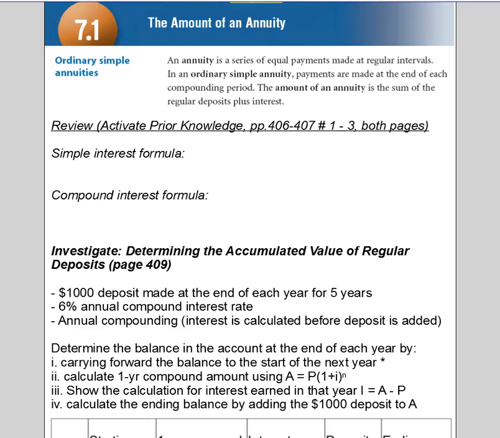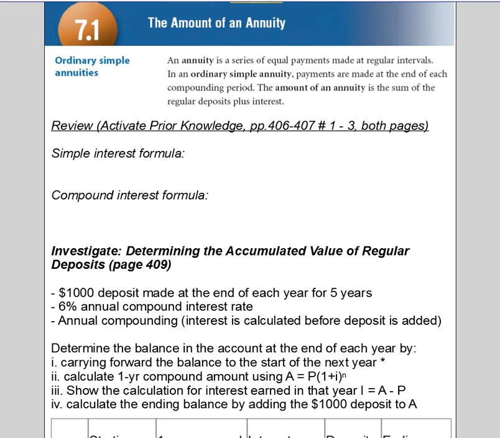Hello class, this lesson is on the amount of an annuity. An annuity, what is an annuity? It is a series of equal payments made at regular intervals. So it's a little different than putting money into the bank and letting it earn a small amount of interest. This is an intentional investment strategy where you're putting in money maybe every month, maybe every 2 weeks when you get paid, maybe semi-annually when you happen to have a little bit extra after a tax return, maybe annually.